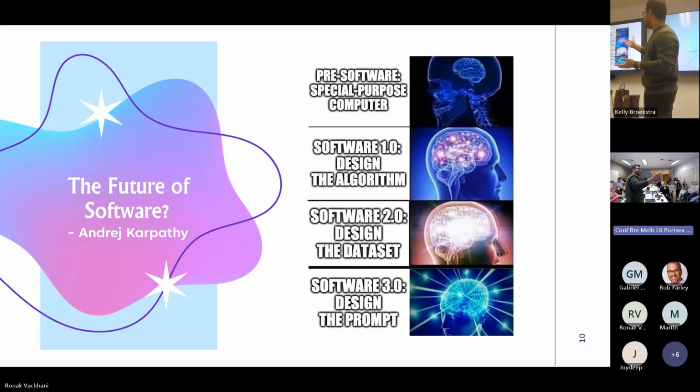Now, this is essentially what it has. First, you used to have special purpose computers to build Go, or computers to play chess, whatever. And then you designed the algorithm. Now you design the data set. And finally, you design the prompt. That's like the ultimate skill that someone can have. How good you are at prompt engineering will dictate how good you are at making a solution.